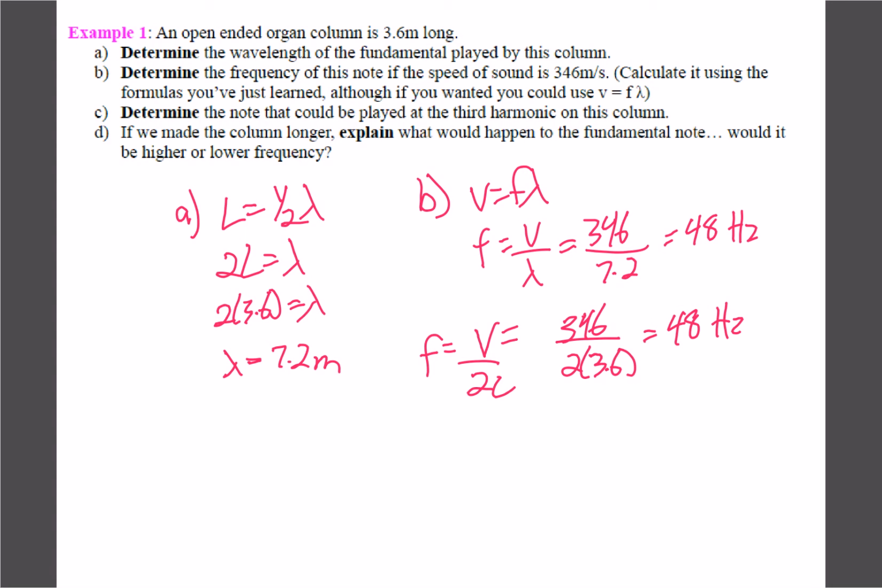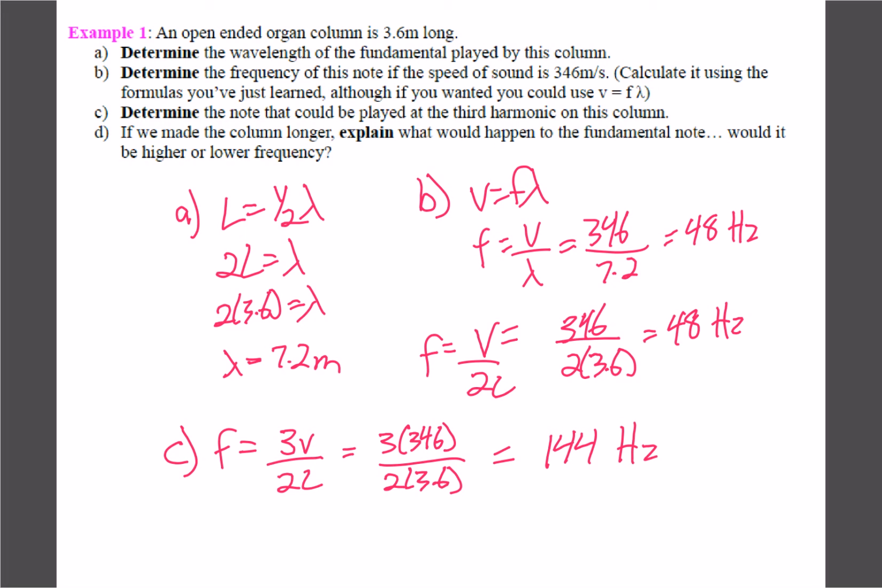Okay, so the next question here, it says, what would be the note played at the third harmonic? So now we want to jump to the third. So we want frequency again, but we're going to use third harmonics. That's 3V over 2L. So we basically just got to times everything that we just calculated by 3. So we could redo the whole calculation again, or we could just take our answer, 48 times 3, and that gives us 144 hertz. So that would be the third octave.